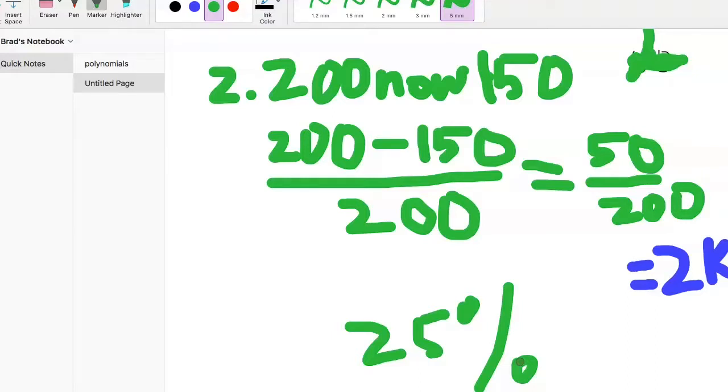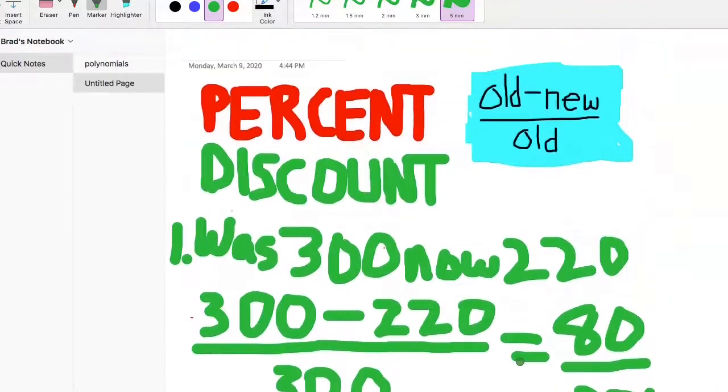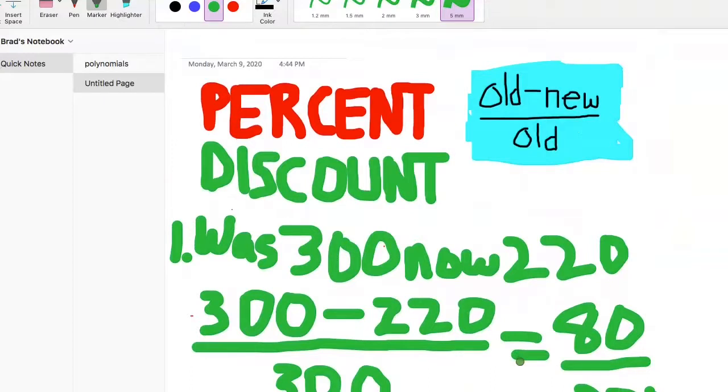And that's all you got to know. So that is percent discount. Hope the video helped. Remember our formula: old minus new, divided by old. That's the key. We got to know that, otherwise this stuff is really, really hard. If we know that formula, it's really pretty simple math.